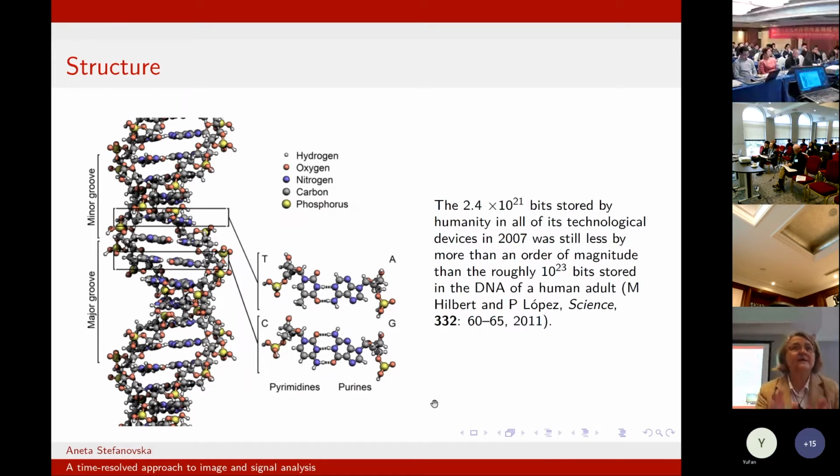So once again, when trying to understand principles, one always thinks about structures of living systems, and the basic unit of structure, probably you would all agree, is the DNA. Fascinating molecule. Apparently, the amount of information stored in a single human by 2007 was about twice as much as all the information stored in every technological device on the earth. So this is about DNA, and this is about the fascination of a living structure.